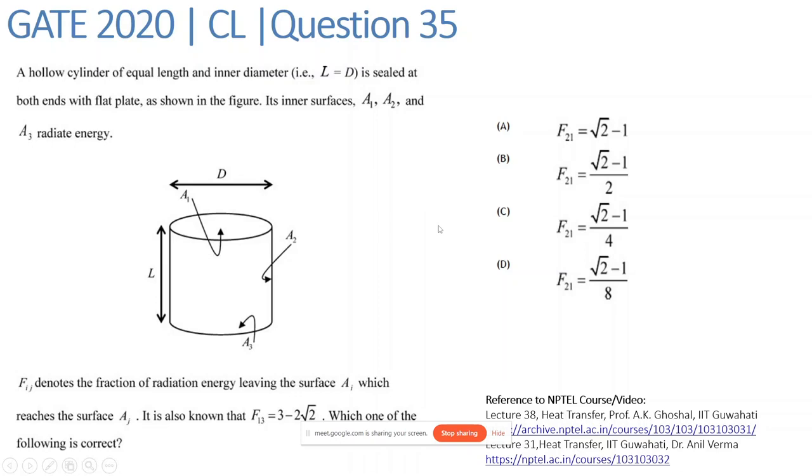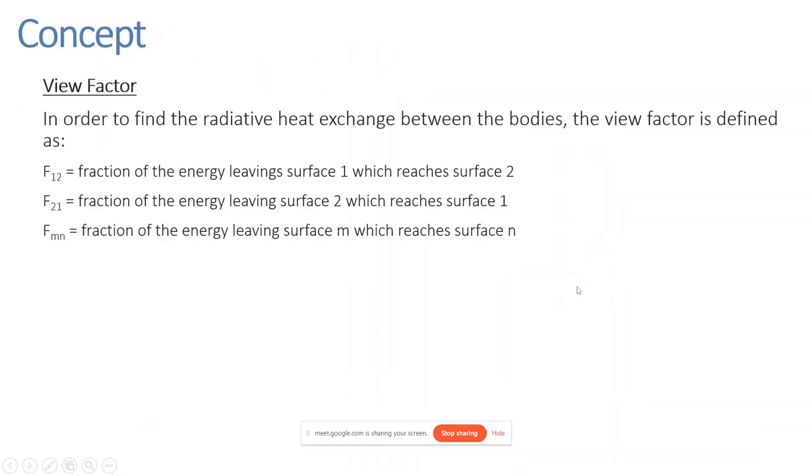Here we shall use the concept of radiation view factor to find the radiation that leaves surface 2 and reaches surface 1. How do we define view factor? In order to find the relative heat exchange between two bodies, the view factor F12 is defined as the fraction of energy leaving surface 1 which reaches surface 2, and F21 is vice versa. In general terms, we can denote Fmn as the fraction of energy leaving surface M which reaches surface N.